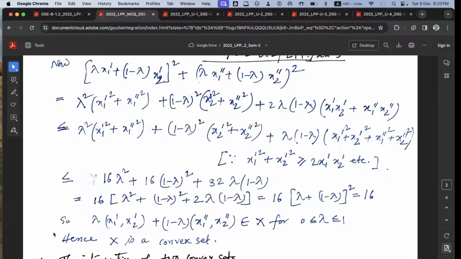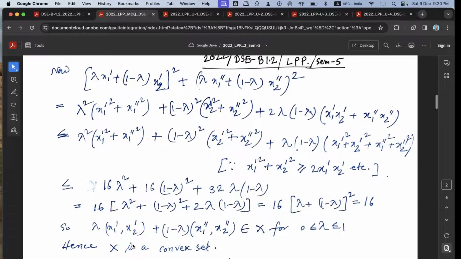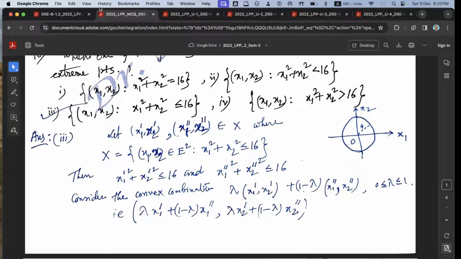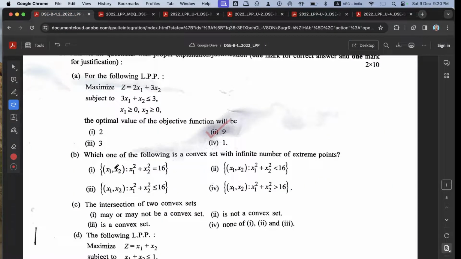and after simplification we get this result is less than or equal to 16. So (lambda x1' plus (1 minus lambda) x1'', lambda x2' plus (1 minus lambda) x2'') belongs to the convex set X for 0 less than or equal to lambda less than or equal to 1. Hence X is a convex set, obviously. Correct option is 3.